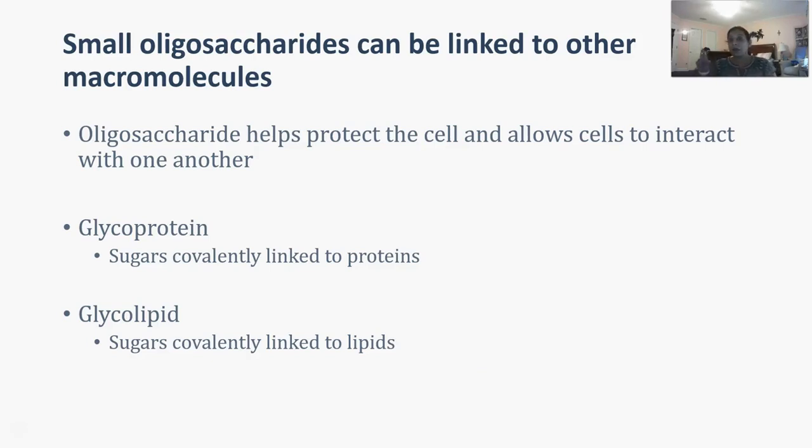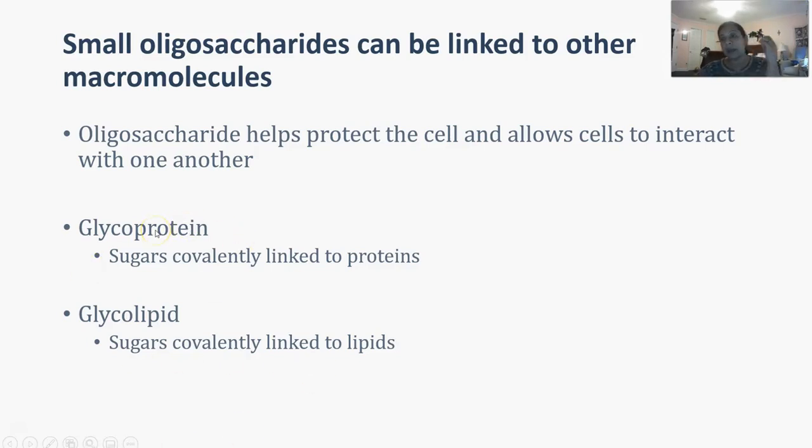Small oligosaccharides, different monomers that come together to create these polymers, can be linked to other macromolecules as well, whether it be a protein or a lipid, fat or protein. And in doing so, they can provide those lipids and proteins additional functions. These also help protect the cells from recognition or from different sources, and allow them to interact and communicate with each other as well.